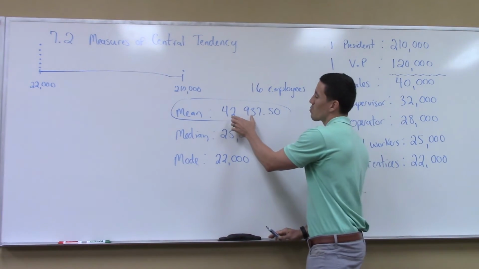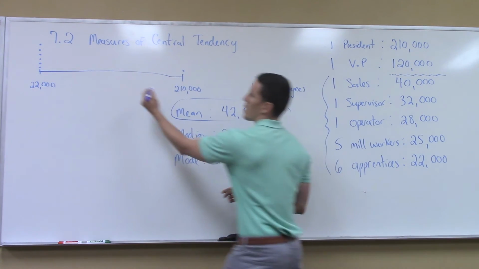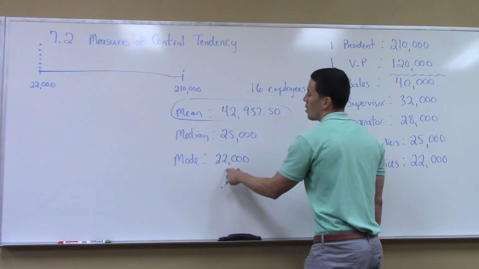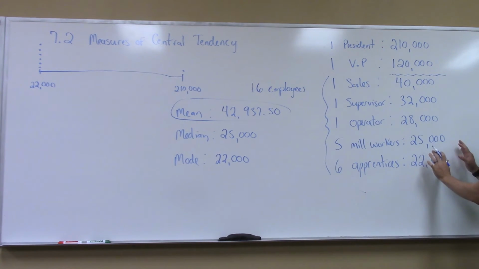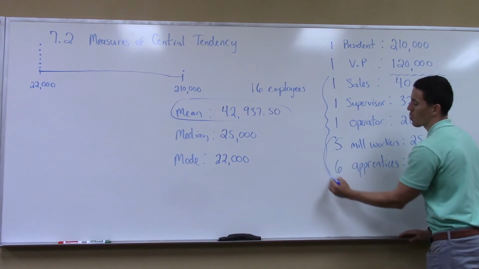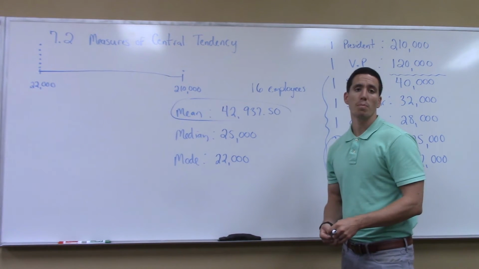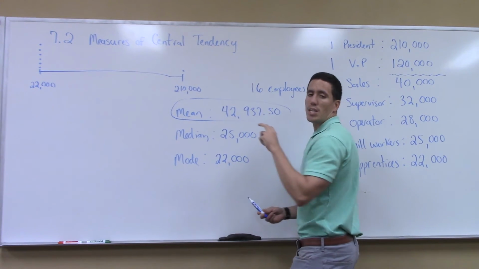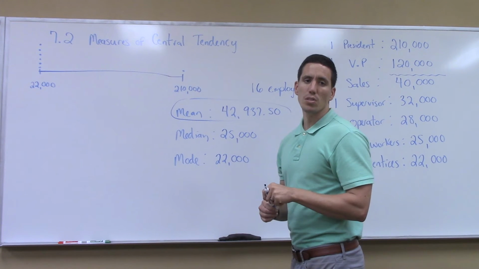So the mean in this case really isn't a very good measure of the center of the data, because it's not really in the center, it's really above the majority of the employees. Whereas the median and the mode of 25,000 and 22,000 are a much better representation of the center, because 25,000 and 22,000 is what the majority of the employees are making. Okay? So mean, even though it is the mathematical average, is not always the best measure of central tendency, and hopefully from this example you can see why.